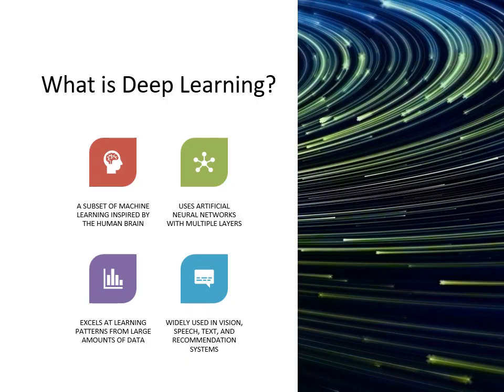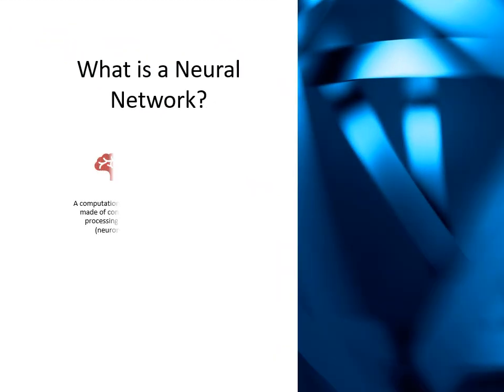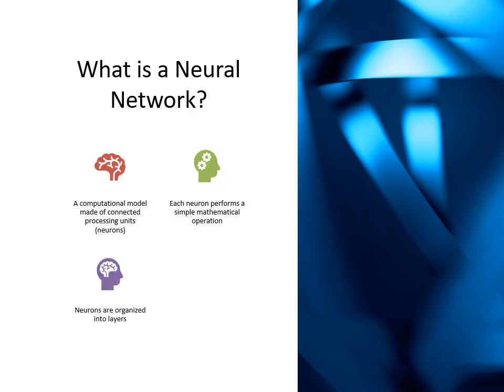What is a neural network? A neural network is a computational model made up of small processing units called neurons. Each neuron performs a simple mathematical operation. When many neurons are connected together, they can solve complex problems by learning from examples.